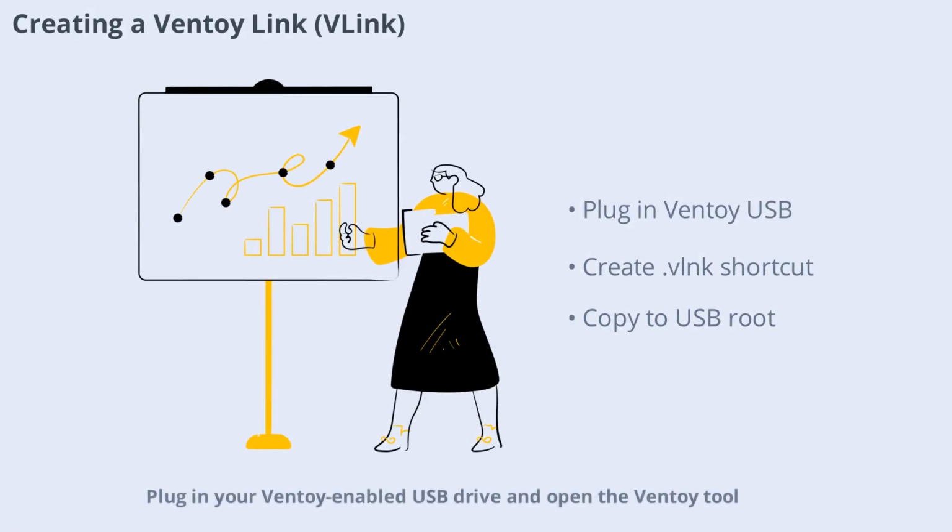Plug in your Ventoy-enabled USB drive and open the Ventoy tool. Use the VLNK feature to create a VLNK file that points to your Mint.vdi.vtoy image. The VLNK file acts as a shortcut telling Ventoy where to find your Linux Mint disk image. Copy this file to the root directory of your Ventoy USB drive.